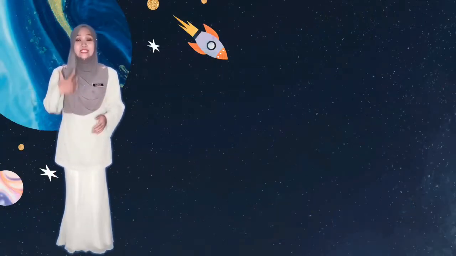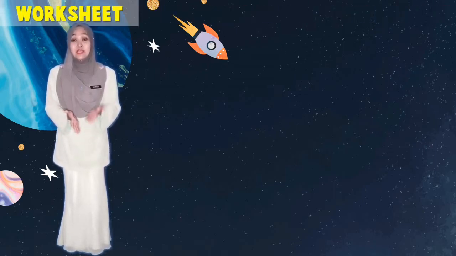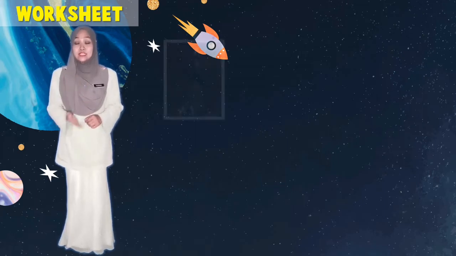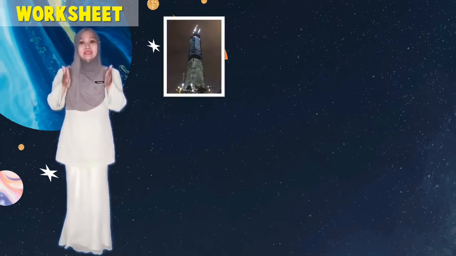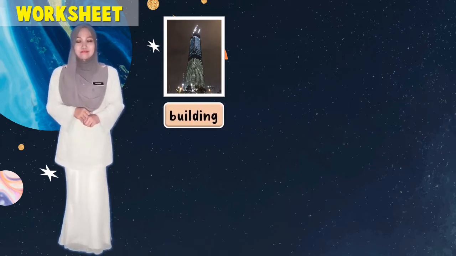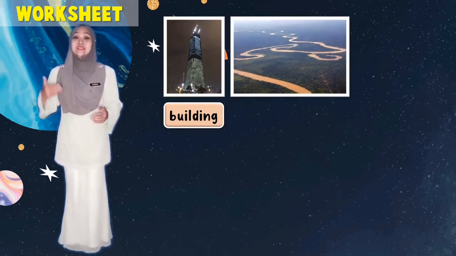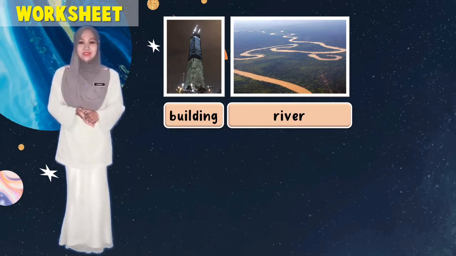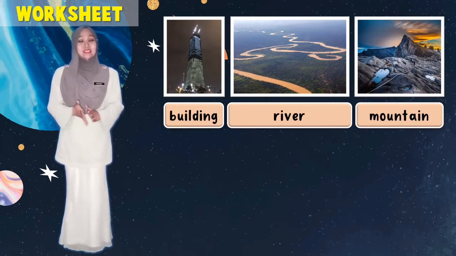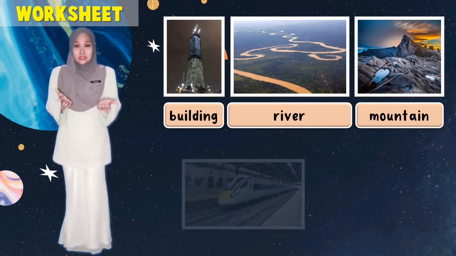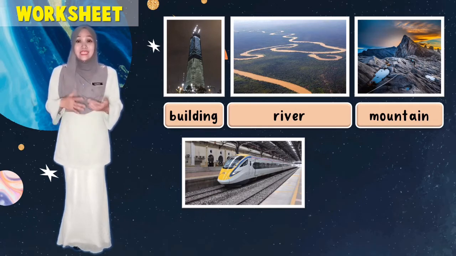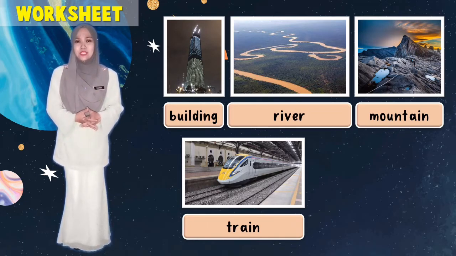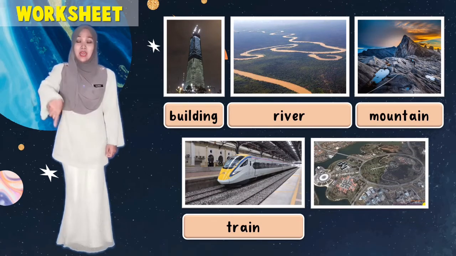I want you to look at these 5 pictures. Can you please tell me what can you see in the pictures? Let us look at picture number 1. What can you see in this picture? It is a building. Next picture, picture number 2. What can you see in this picture? It is a river. Picture number 3. What can you see in this picture? It is a mountain. Next picture, picture number 4. What can you see in picture number 4? It is a train. And the last picture, what can you see in the last picture? It is a roundabout.